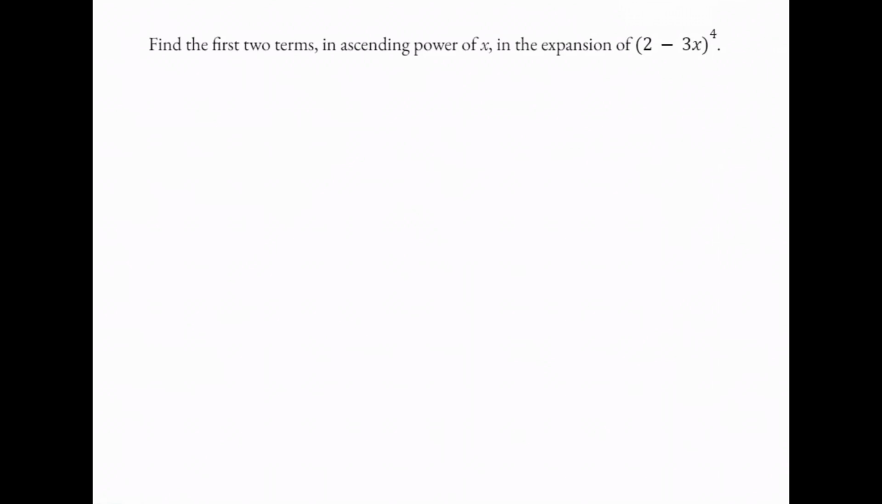Let's apply this to an example so you can better understand it. Here the question says, find the first two terms in ascending power of x in the expansion of (2 minus 3x) to the power of 4. First, we can identify a, b, and n. So a is 2, b is negative 3x, and n is 4.